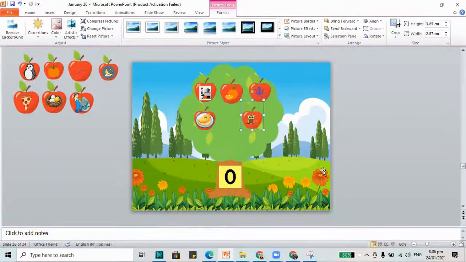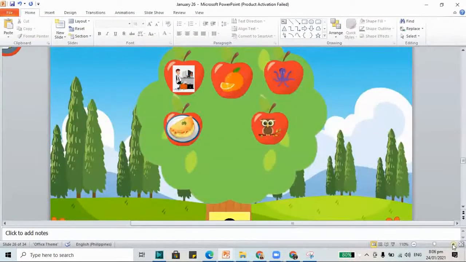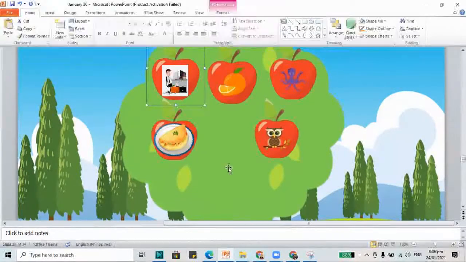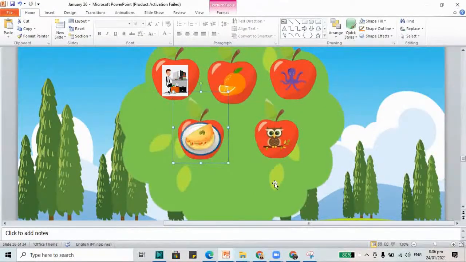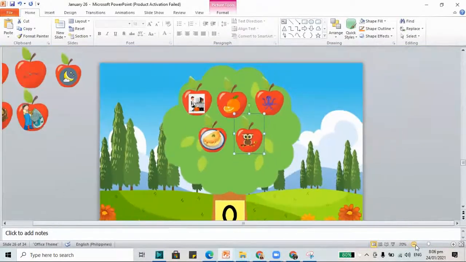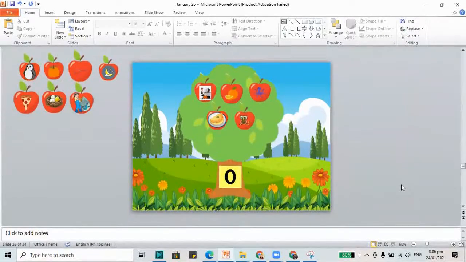So the things that go in our O tree, let's make it big so that you can see. O is for the office. O is for orange. O is for octopus. O for omelette. And O for the owl. They all have the letter O in the beginning. We have the letter O sound.